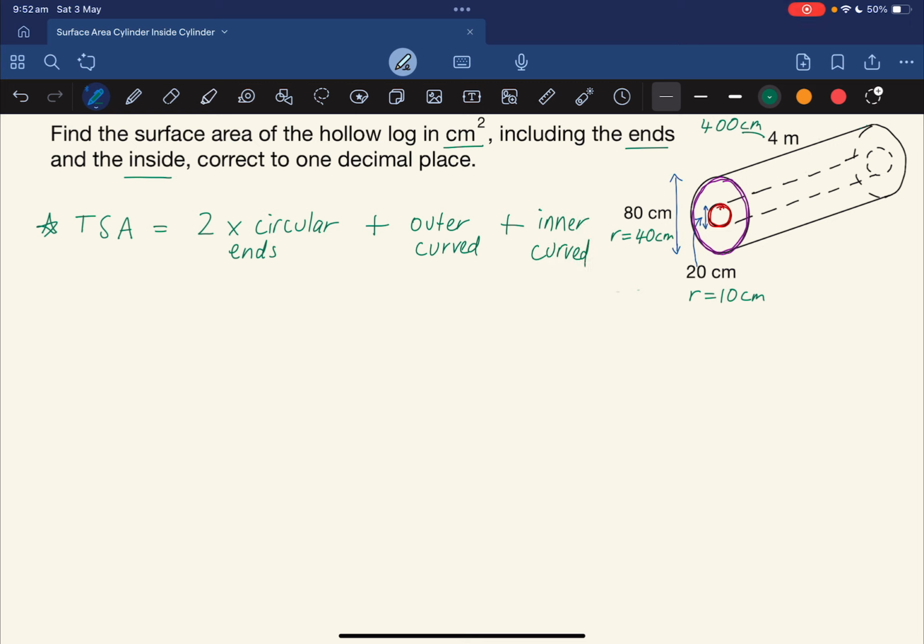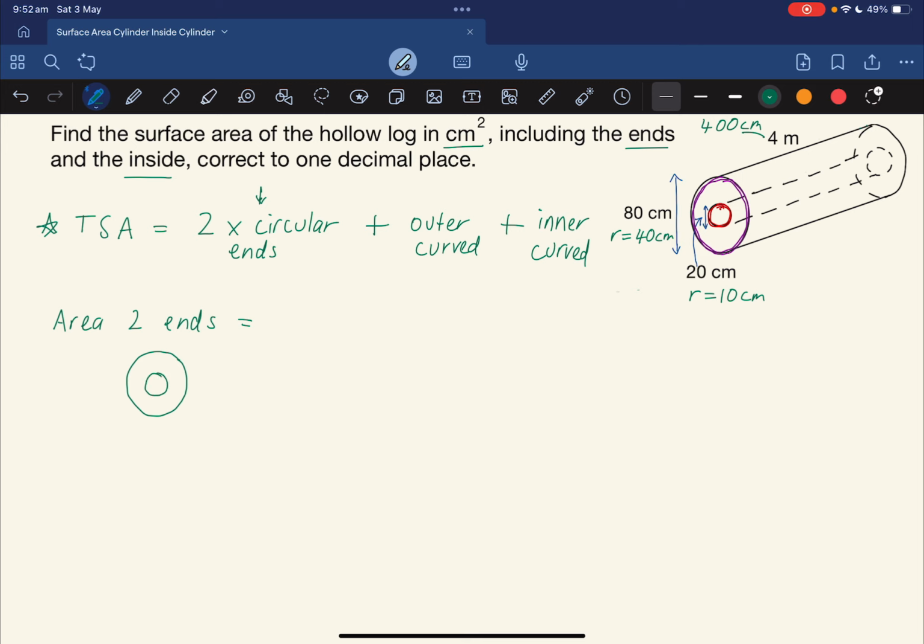First, the 2 circular ends. Let's get this bit done. So, area, 2 circular, let's just say 2 ends, I don't know. And what is it? So this is what we're looking for, right? It's cut out in the middle, so we don't need to worry about that middle bit. We're looking for that. So I would draw it out in 2D.